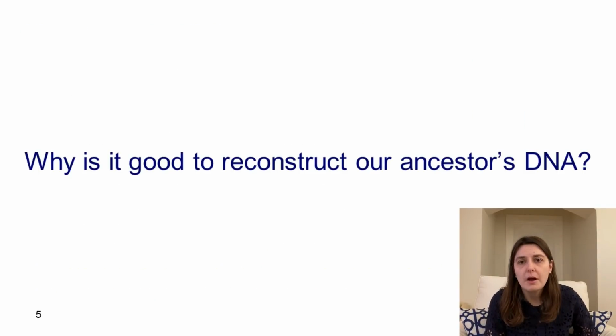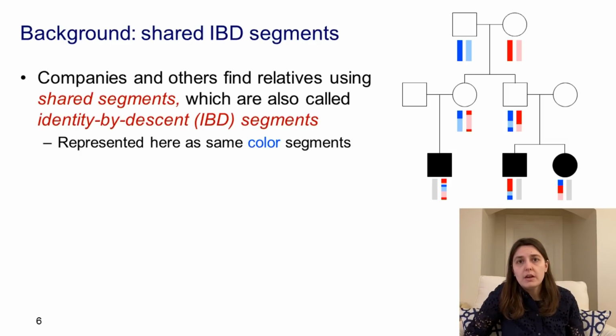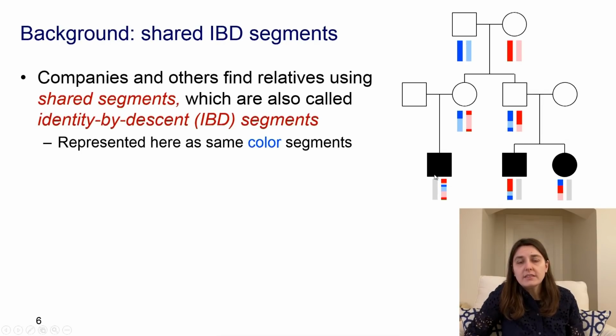So now let's talk about why it's important to attempt to reconstruct DNA from our ancestors. So a bit of background. Many of you know about shared segments. These are also called identity by descent segments. If you haven't heard of this before, these are regions of DNA, such as at the beginning of this chromosome in this first and second individual at the bottom, that they've inherited from a common ancestor.